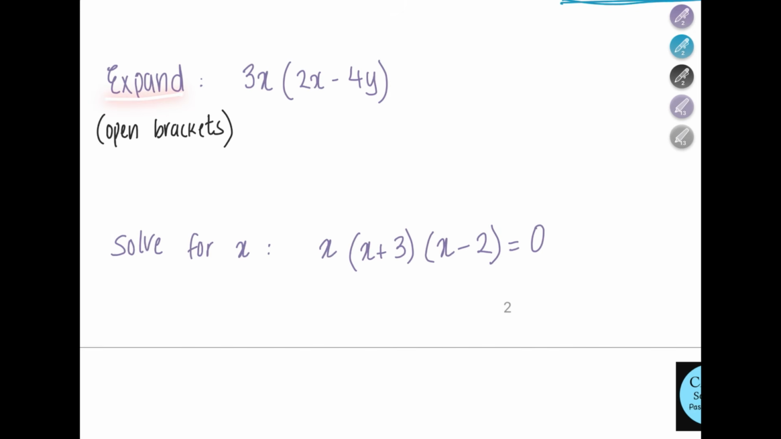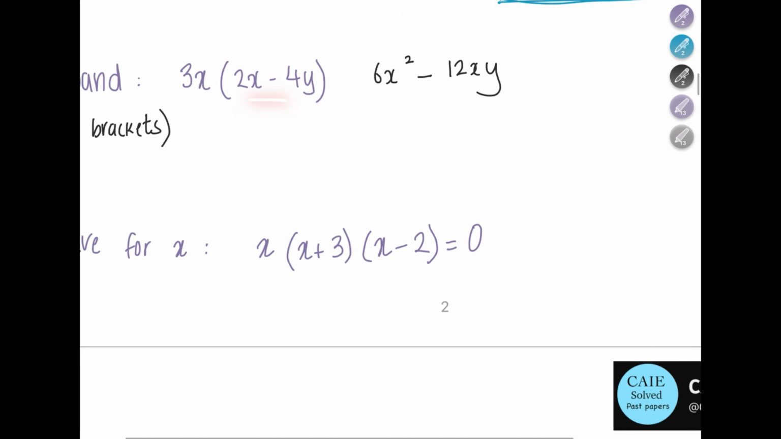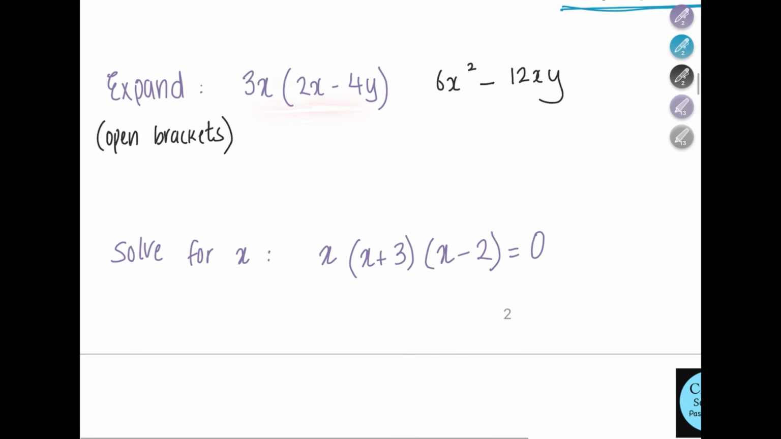Expand now. Expansion basically means open the bracket. So multiply it like this and then like this. This is going to be 6x squared minus 12xy. That is the expansion. If we were supposed to factorize, when you're factorizing, you take the common out. So common out would be 3x, and then you will be left with 2x minus 4y. So opening brackets is expansion. Getting brackets again is factorization.